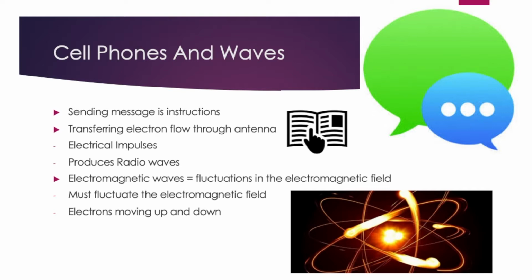So when you click send, it makes electrons dance in a certain way that makes radio waves that have encoded the message in a certain movement. These radio waves radiate out towards the cell tower.